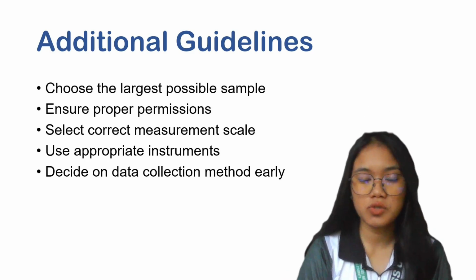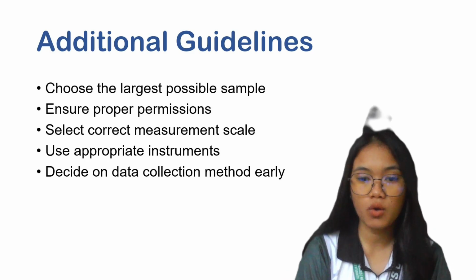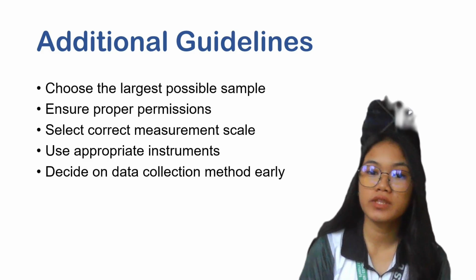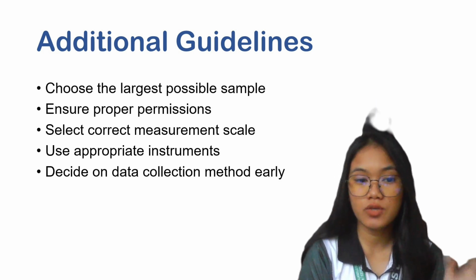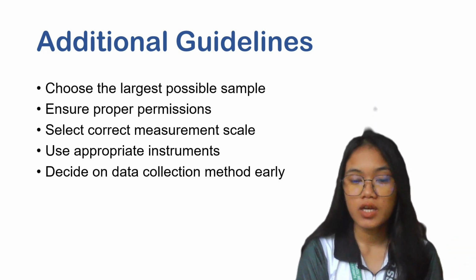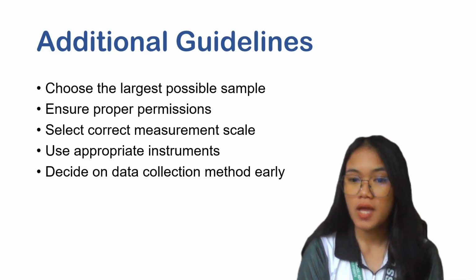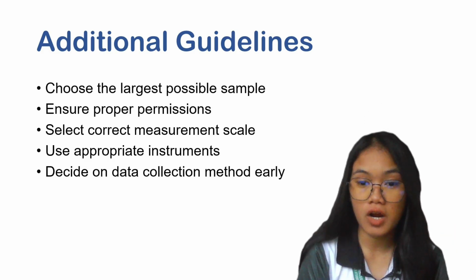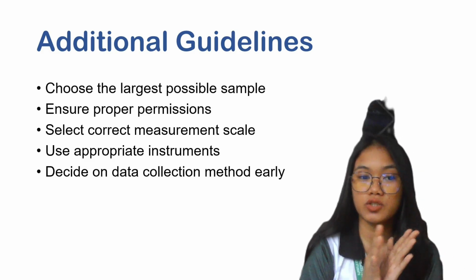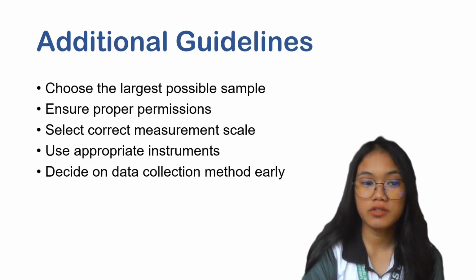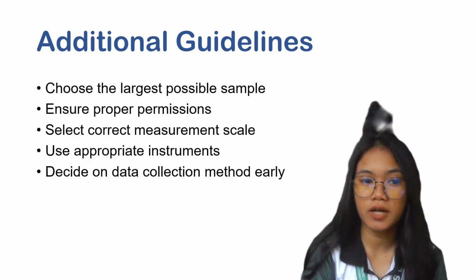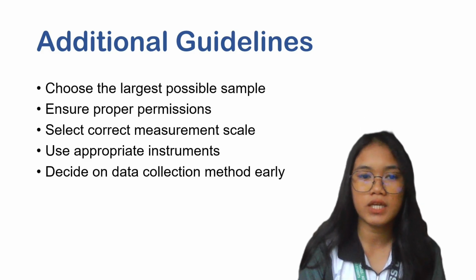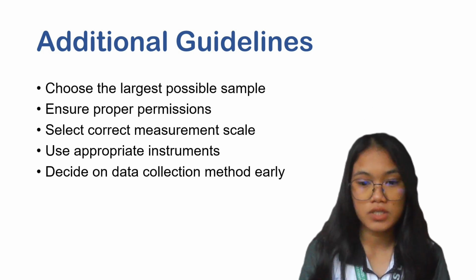Okay, let's proceed to additional guidelines for strong quantitative research. The chapter also gives extra reminders, such as: use the largest sample possible, secure all permissions early, make sure instruments are appropriate, select the correct measurement scale, and decide whether the data will be self-reported or researcher-reported. Following these can help improve the quality and trustworthiness of the research.